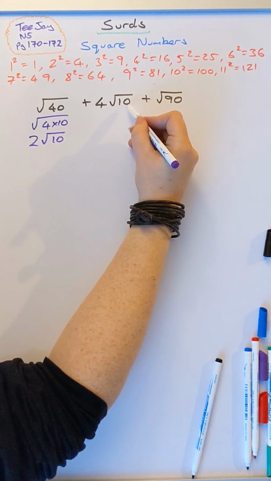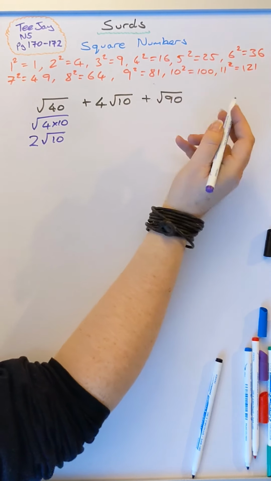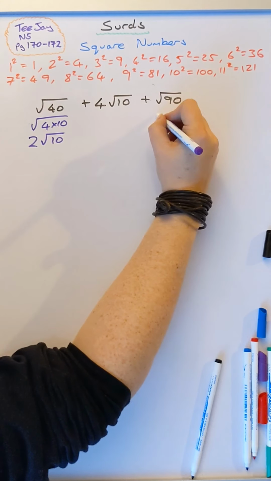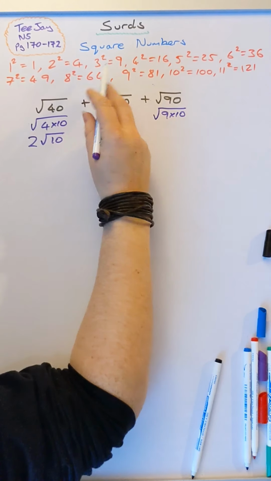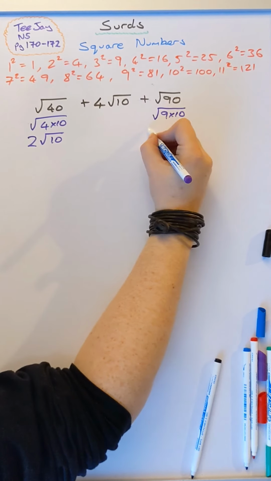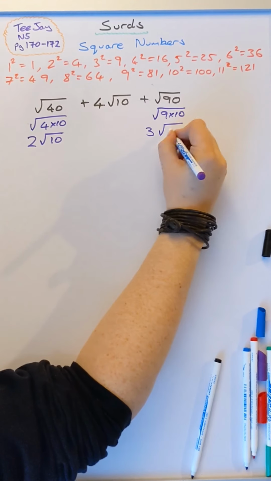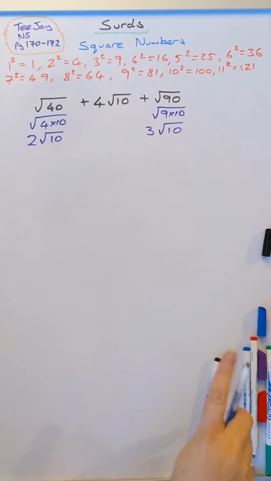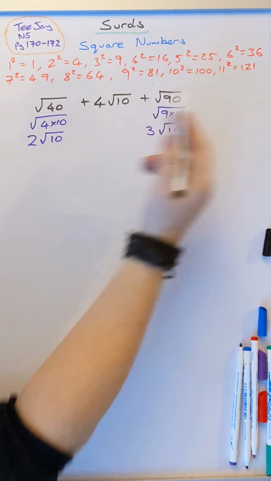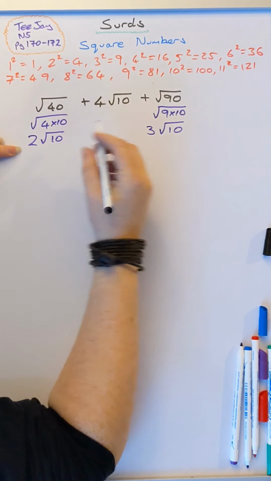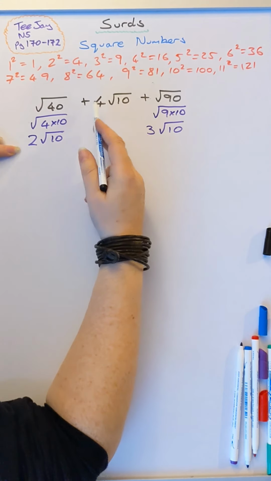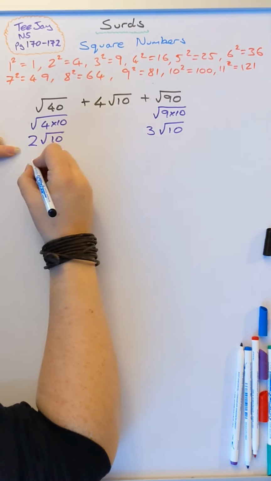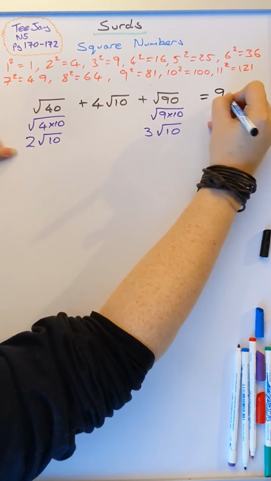We can't do anything with this 10. It's 2 times 5. They're both prime numbers. We can't go any further. And 90 is 9 times 10. 9 is one of our square numbers. Square root of 9 is 3, so we've got 3 root 10. Now if we do our sum, 2 root 10 plus 4 root 10 plus 3 root 10. 2 plus 4 is 6, plus 3 is 9, so our answer is 9 root 10.